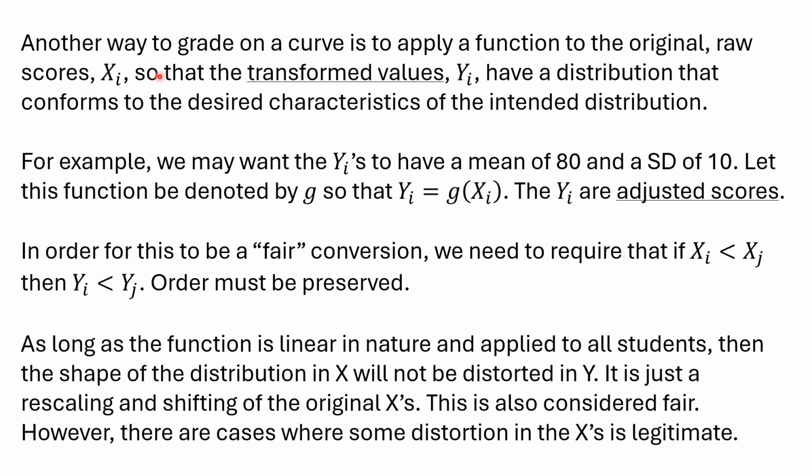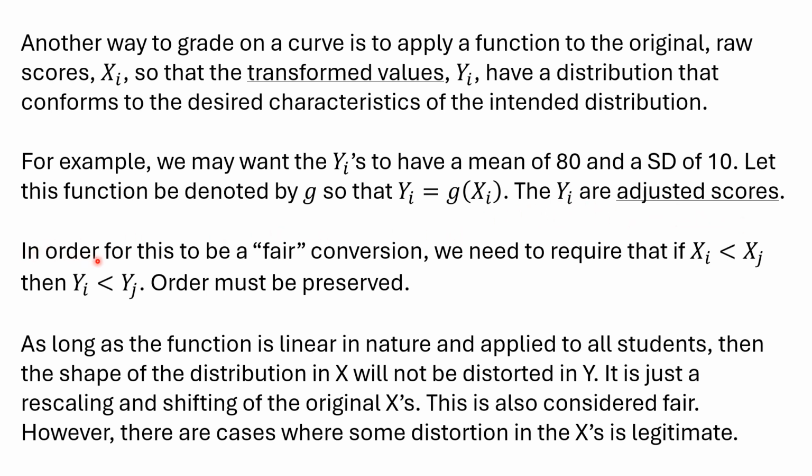Another way to grade on a curve is to apply a function to the original raw scores, call them xi, so that the transformed values yi have a distribution that conforms to the desired characteristics of the intended distribution. For example, we may want the yi's to have a mean of 80 and a standard deviation of 10. Let this function be denoted by g, so that yi is obtained from the xi's, the original scores, through the function g. We would often call the yi's the adjusted scores.